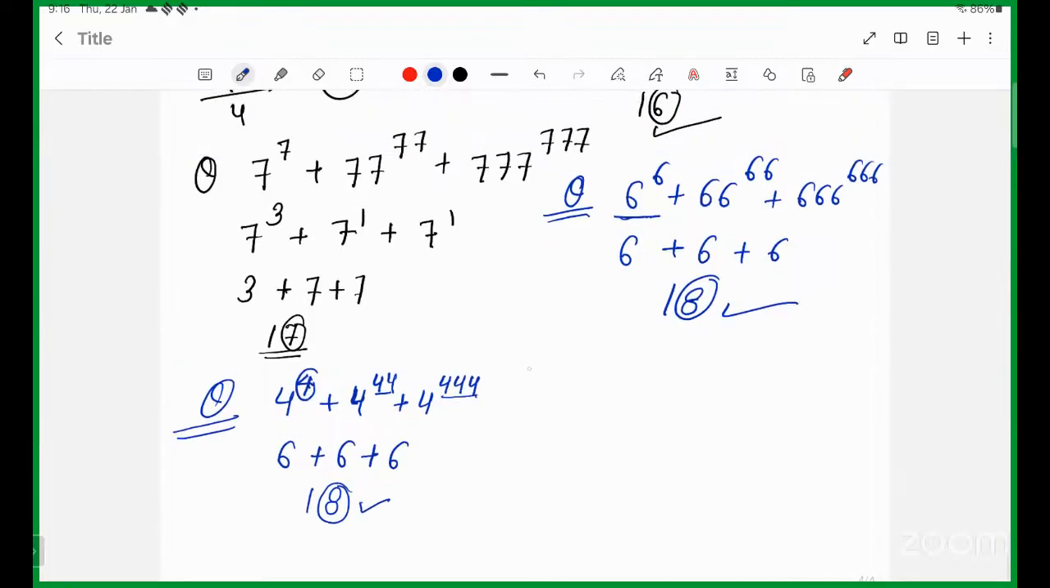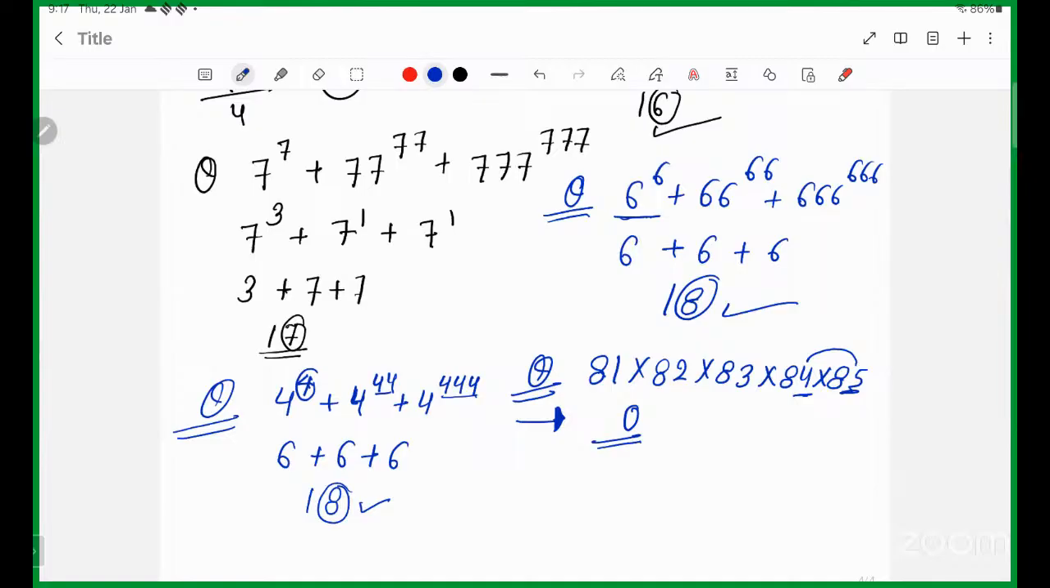Next question. Here, 81 into 82 into 83 into 84 into 85. Now I have to find what will be the unit digit of this number. Check, here 5 is there and 4 is there. So if I multiply 5 into 4, it will be 0. And if I multiply 0 with any number, it will be 0. So last unit digit of this number will be 0. Understood?